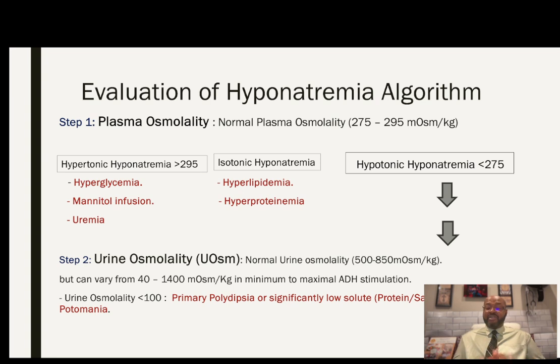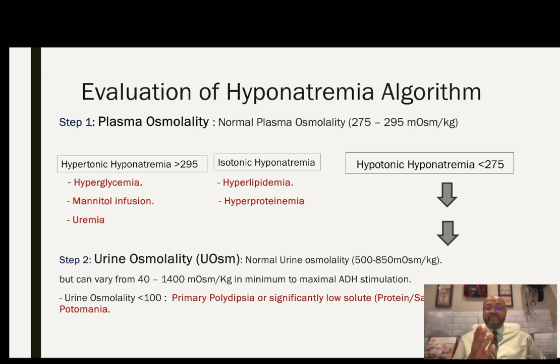And of course, that can also happen to those who are not eating much solute in the form of protein or salt. There's a condition we call beer potomania, where they drink a lot of beer, which is very low on solute and very dilute fluid. And so they can have hyponatremia. And usually just restricting the fluids corrects the hyponatremia.